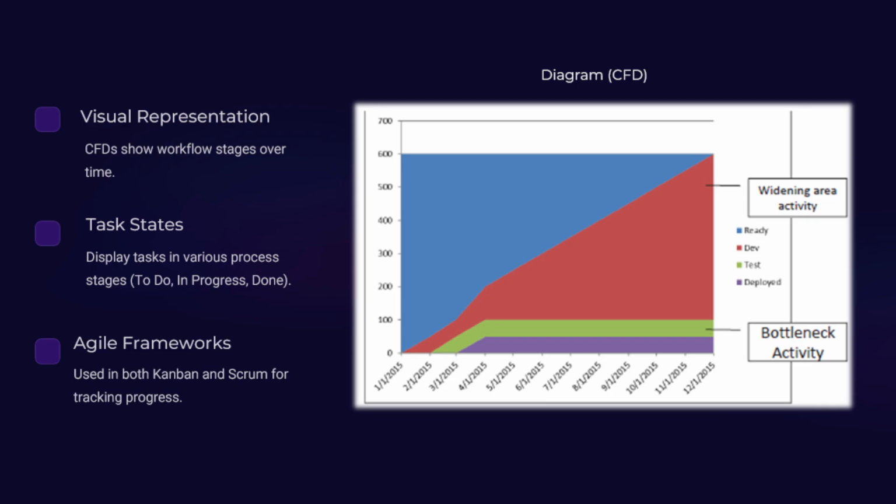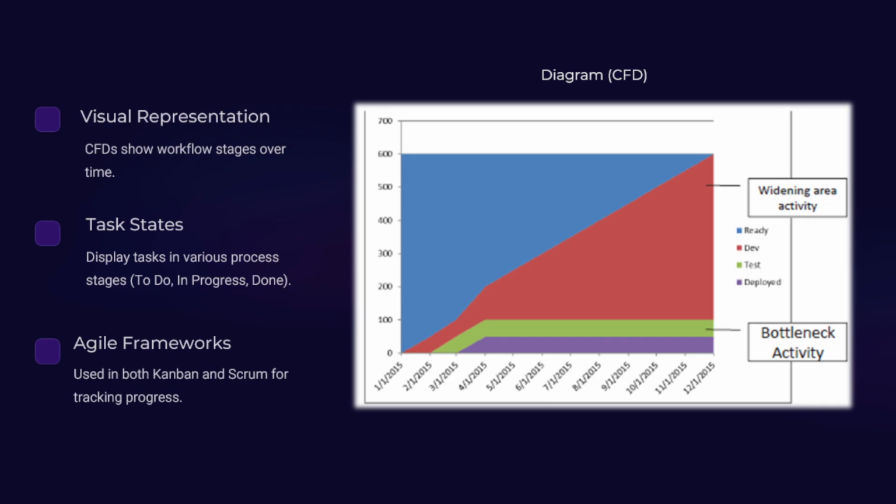And as you can see, we have the key components of the CFD. You have the x-axis, which represents time, and the y-axis, which represents the cumulative number of tasks. Also, you have the bands. The bands represent different workflow states, maybe the backlog, the development, or the testing. Each of them has a different color, and the color coding is used to distinguish between these stages.